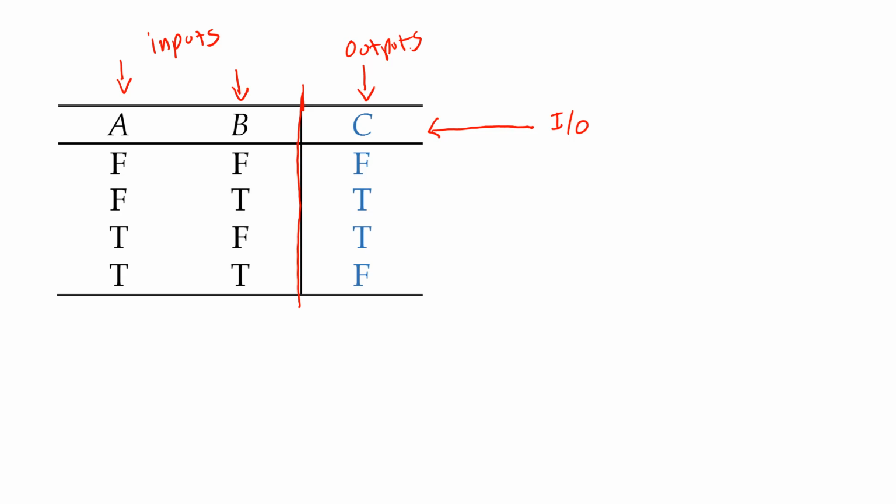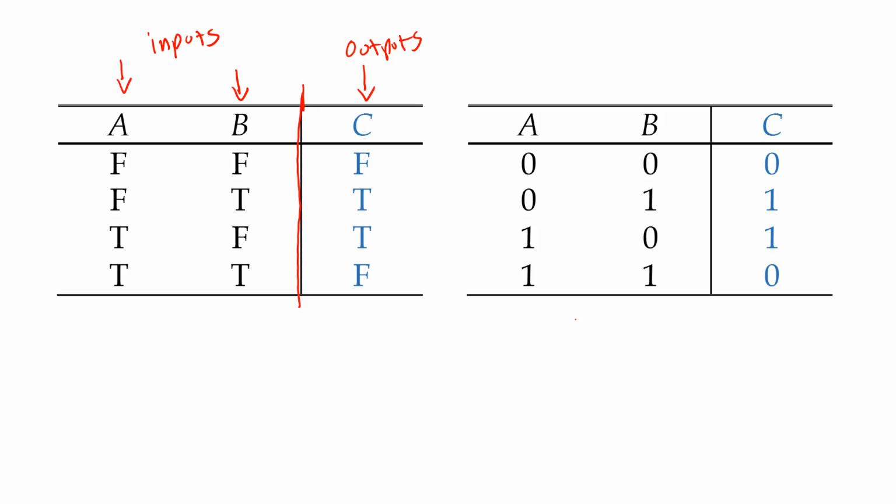Now, the heart of the logic is stored in the rest of the truth table in these false and trues that you see here, represented by F's and T's. Now, the false and trues can also be represented as ones and zeros.